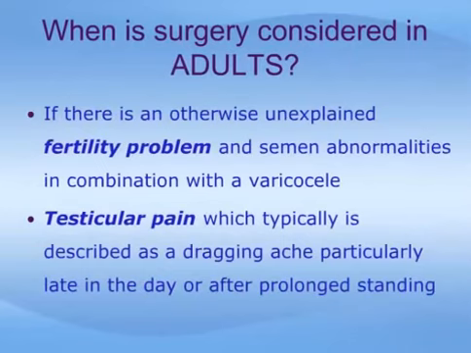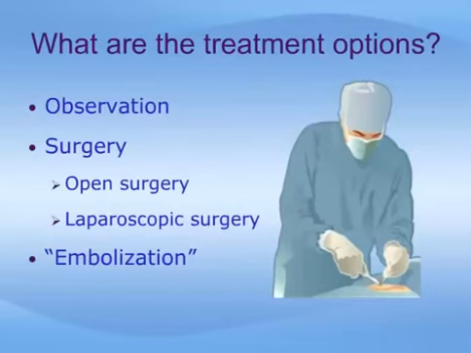In adults, surgery is most commonly considered as an option to improve fertility. In other words, if there is an otherwise unexplained fertility problem and semen abnormalities in combination with a varicocele, then surgery is recommended. Testicular pain, which typically is described as a dragging ache, particularly late in the day or after prolonged standing, is a less common reason to treat with surgery. In the absence of these preceding indications, then observation is the best solution.